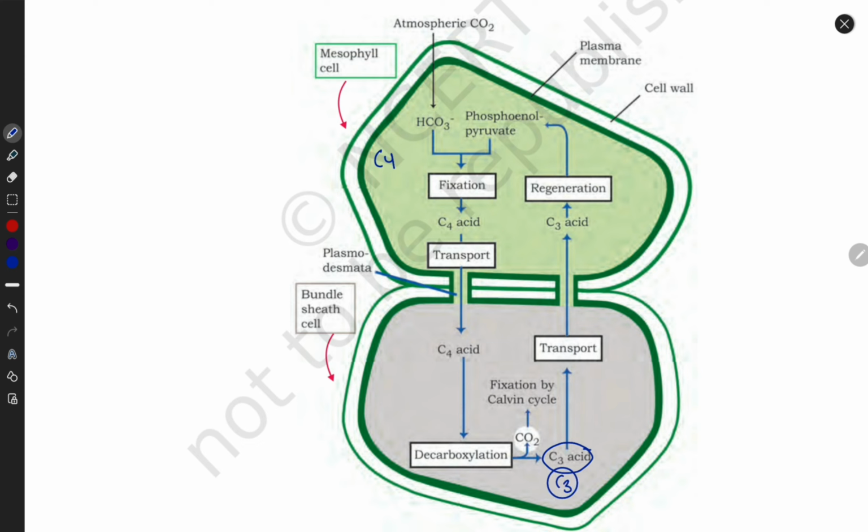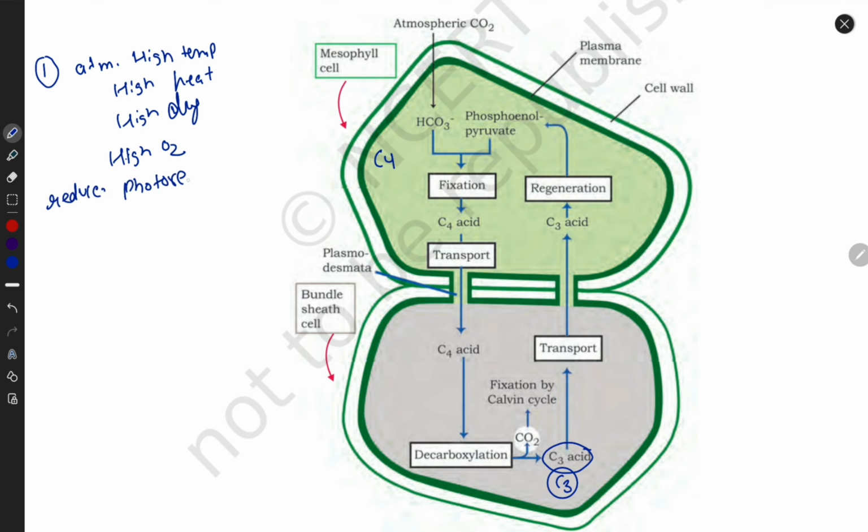Why do they do this? The reason is the atmosphere: high temperature, high heat, high dryness. If there is high oxygen in the surroundings, they reduce photorespiration. That's why they adapt themselves.